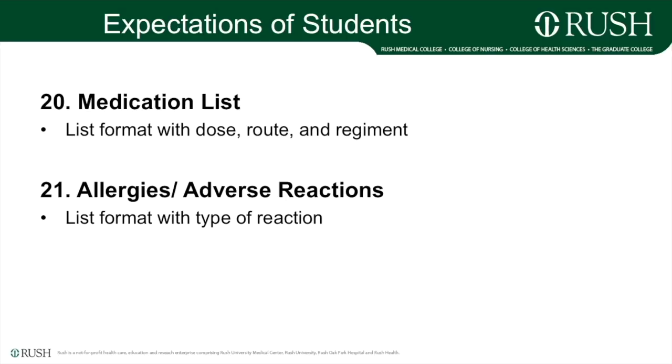Number 20 is the medication list. Remember to put it in a list format with the name of the medication, the dose, the route, and the regimen. 21 addresses the patient's allergies and previous adverse reactions. Again, we'll put this in a list format and remember to include the type of reaction the patient's had.